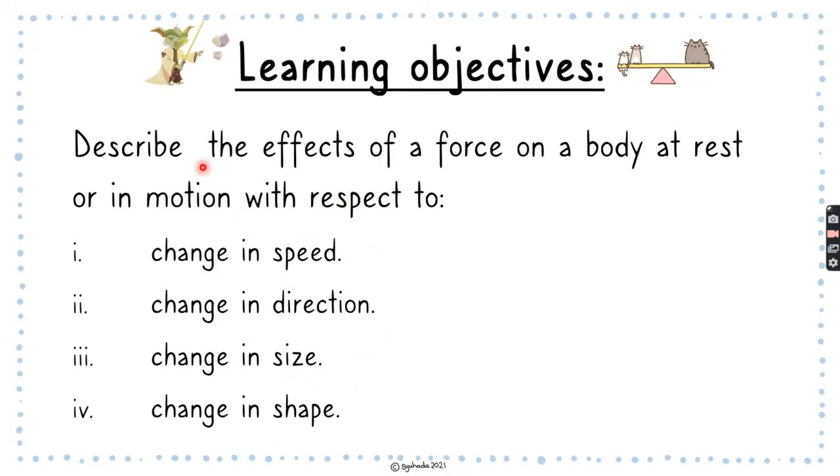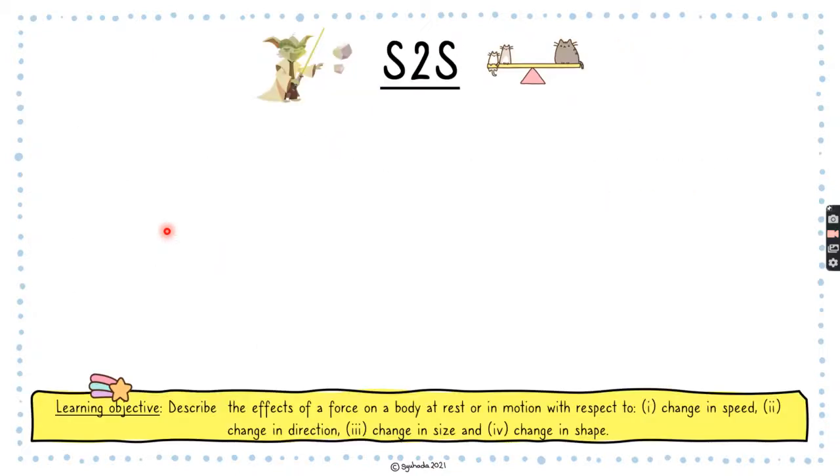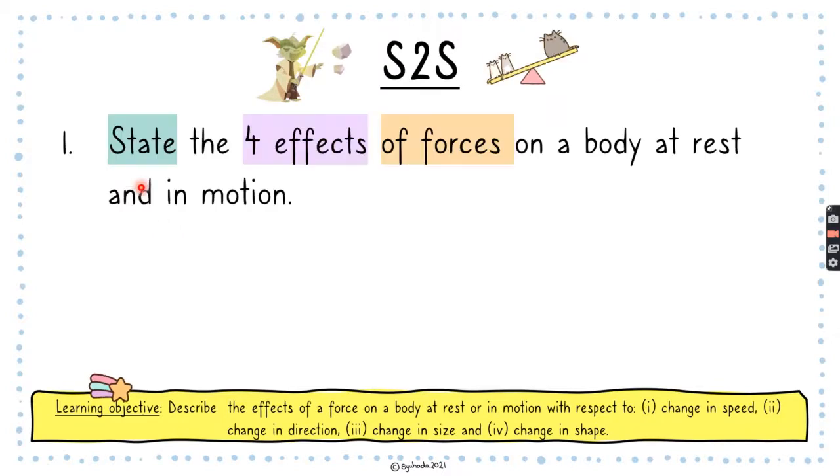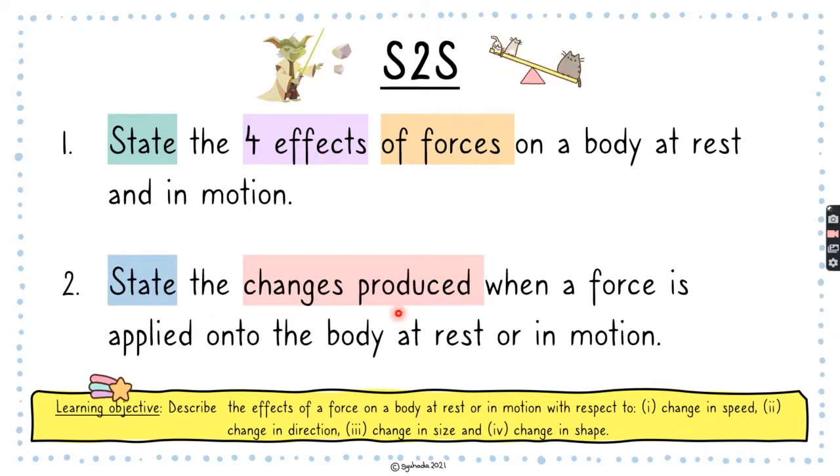And we need to try to talk about and explain how a force actually has an effect on an object, whether it's not moving or when it's moving. All right, so our step to success today is firstly to state the 4 effects of forces on a body at rest and in motion, and secondly to state the changes that are produced when a force is applied on the body at rest or in motion.